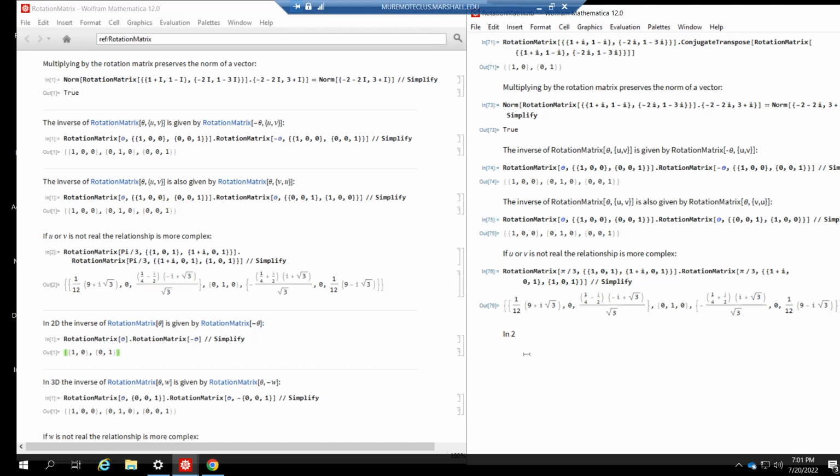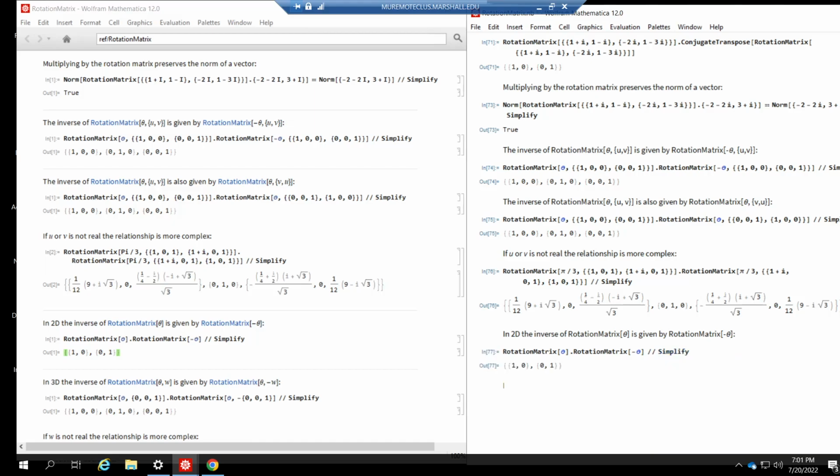But in 2D, the inverse of RotationMatrix[theta] is given by RotationMatrix[-theta]. RotationMatrix[theta] . RotationMatrix[-theta].